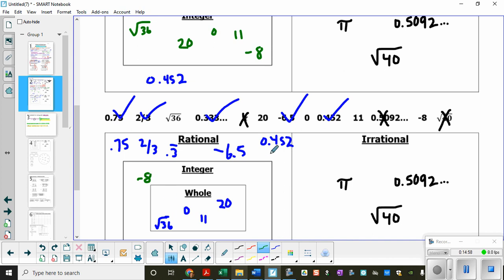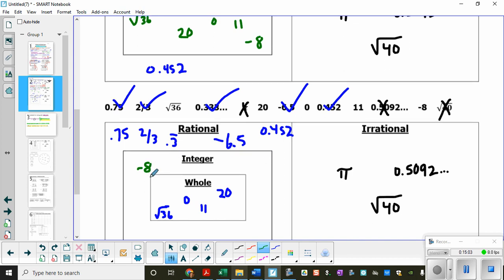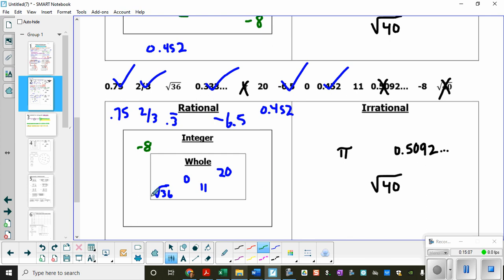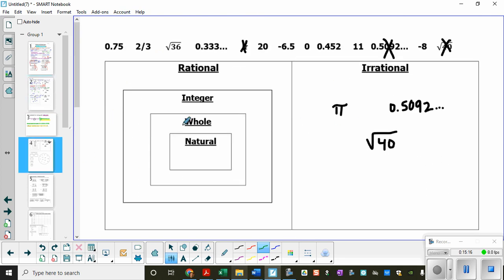So we've got the fractions and decimals are rational. And then here we have the -8 integer. And these numbers are also integers because you see how they're in that integer box still, but they're just in a smaller category for whole numbers. And if you guys flip over now, we finally have the entire real number system where we've got rational and irrational. This is, again, if you just flip over to the next page. And in rational, you can now see all of the subsets: integer, whole, and natural.